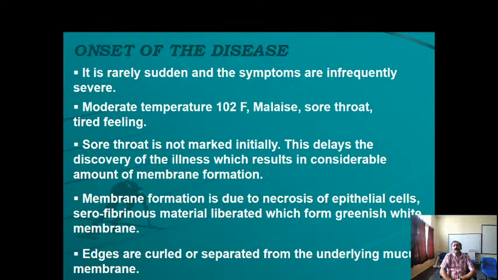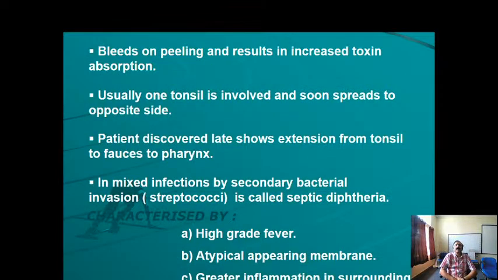The edges are curled or separated from the underlying mucous membrane, and if you try to remove the membrane, it bleeds. There is increased toxin absorption, so you should not try to remove the membrane. Usually one tonsil is involved and soon spreads to the opposite side, and the patient who is discovered late shows extension from tonsil to the fauces to the pharynx.